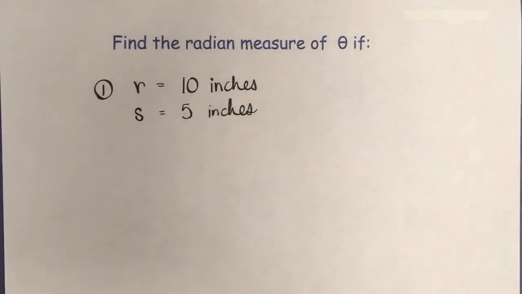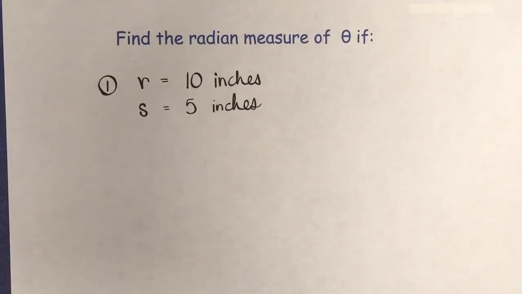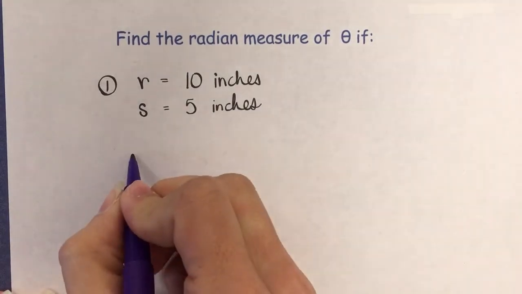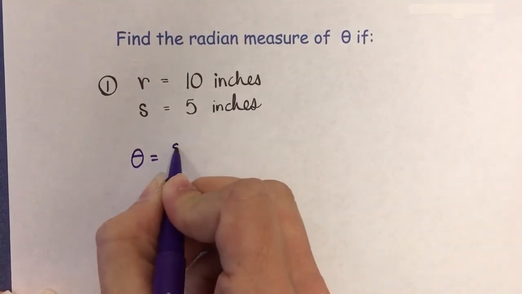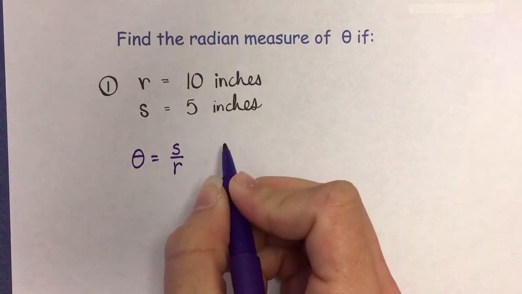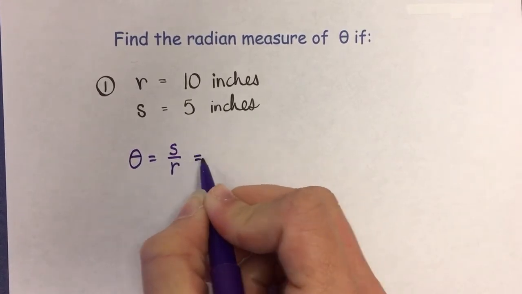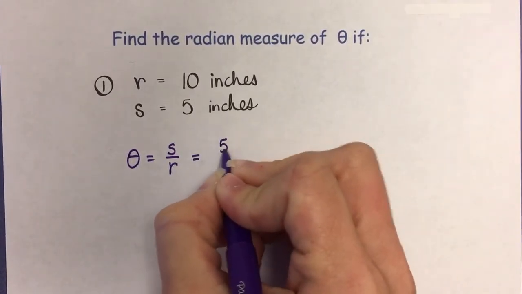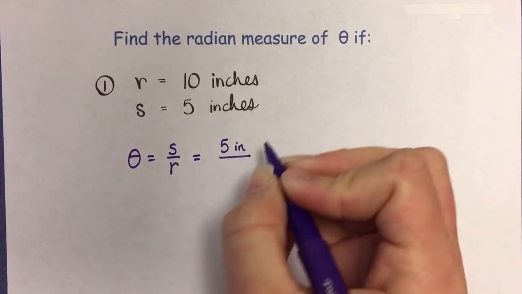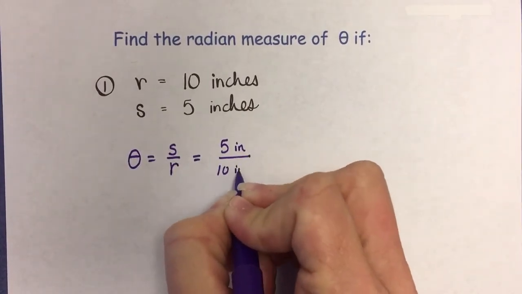Okay, so let's take a look at this example. You're asked to find the radian measure of theta if the radius is equal to 10 inches and the arc length is equal to 5 inches. Like I said, this is simply using the formula. We just saw that theta is equal to S divided by R. In this case, S is equal to 5 inches and R is equal to 10 inches.